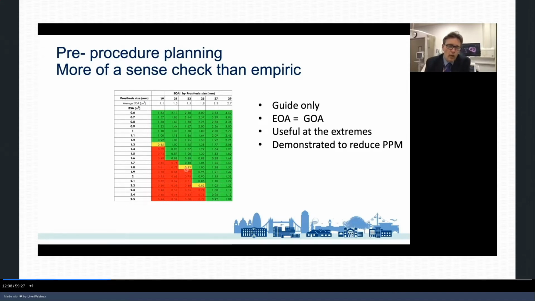out where the sort of size of valve that is likely to put you into this red zone, into this patient prosthesis mismatch. It is particularly useful at the extremes. And in observational series, it has been definitely demonstrated by using this preoperatively to reduce the incidence of patient prosthesis mismatch.